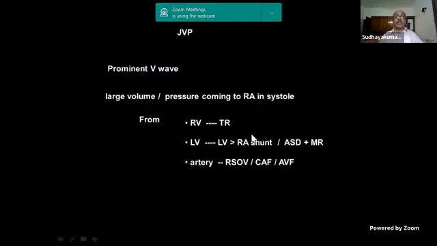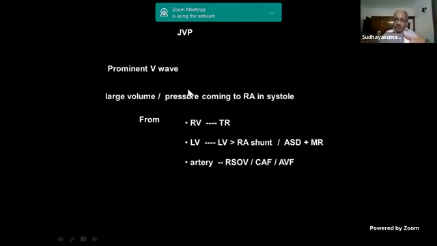Now this is the JVP. Here again you can see both the internal jugular, but the external jugular is better seen. As shown earlier, there is a single wave and a prominent Y descent. V wave becomes prominent, as I've said earlier, when it is receiving a large volume or a large pressure during systole. Okay, a large volume and a large pressure are combined. In TR, the RV systolic pressure along with the volume is emptied to the right atrium. So it is the commonest condition where you get a prominent V wave.